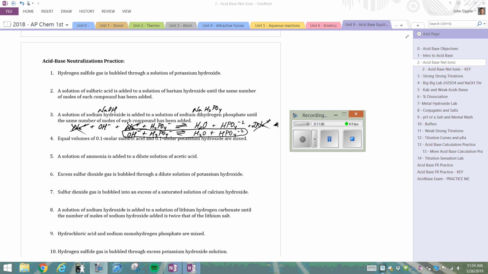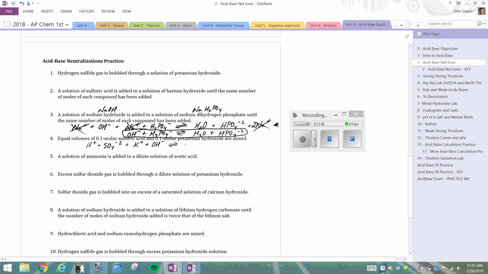Okay, so we'll move on to number 4 here. We've got equal volumes of sulfuric acid and potassium hydroxide being mixed. That's a strong acid, sulfuric acid, and a strong base, potassium hydroxide. We break them up into H plus and SO4 2 minus, and K plus and OH minus. So we can break them right up into their ions right away.